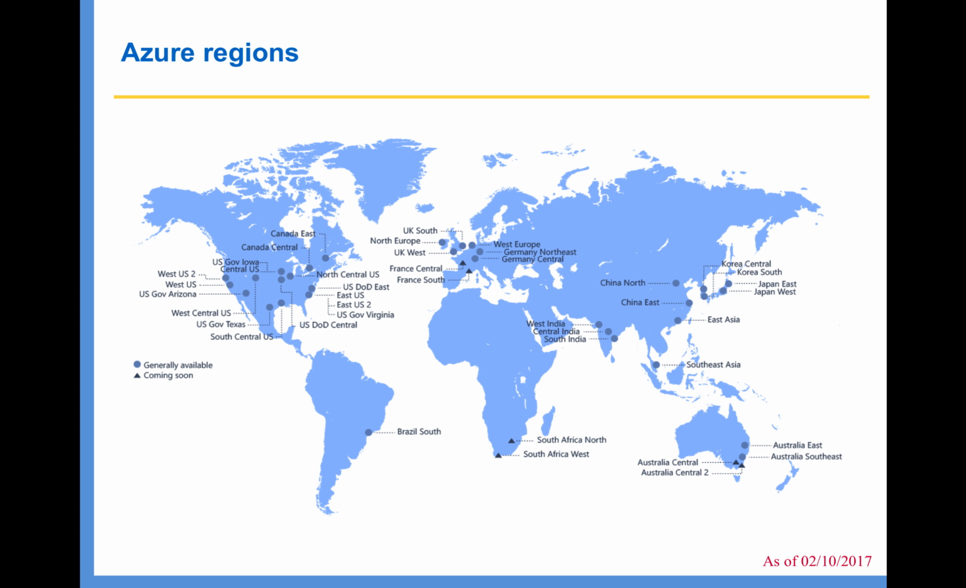For those of you who don't know, a region is nothing but a geographical area where Azure or AWS infrastructure is located. As you can see here, Azure has a lot of presence around the world. They have lots of data centers. They have a lot of presence in US and Canada, and similarly in Europe, and quite a bit of presence in India, China, Japan, Southeast Asia, Australia and Brazil. And Microsoft is coming up with new regions also in France, South Africa and Australia.